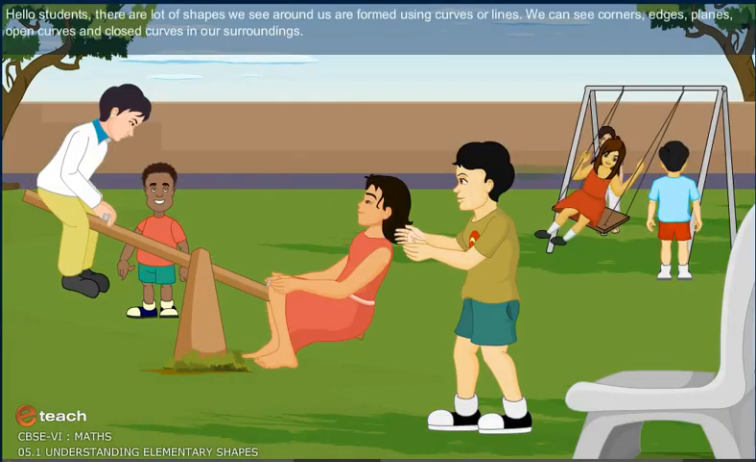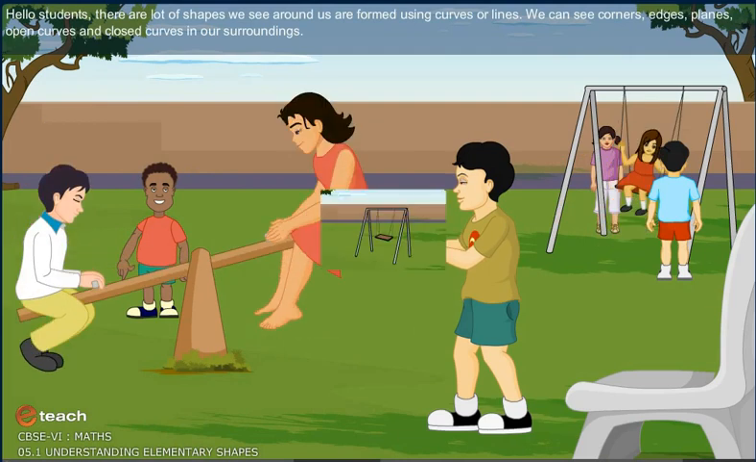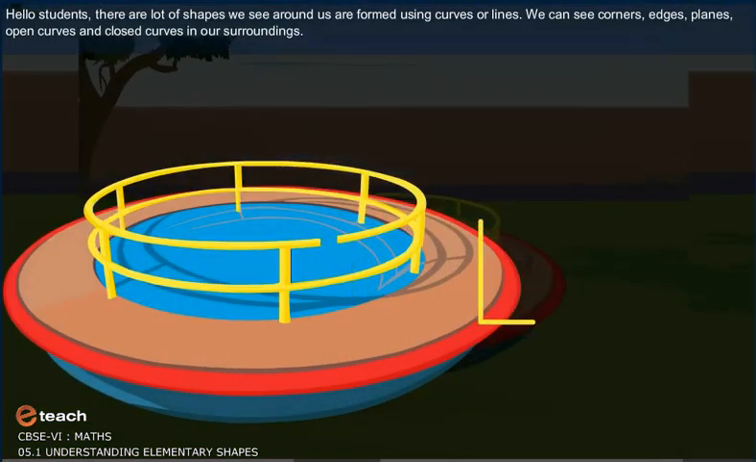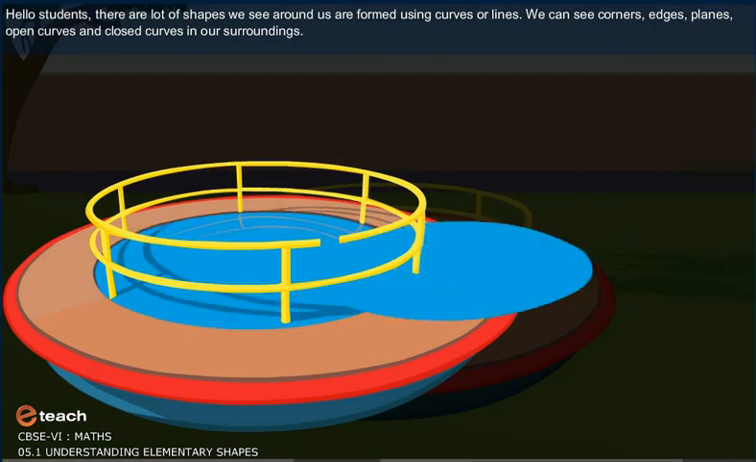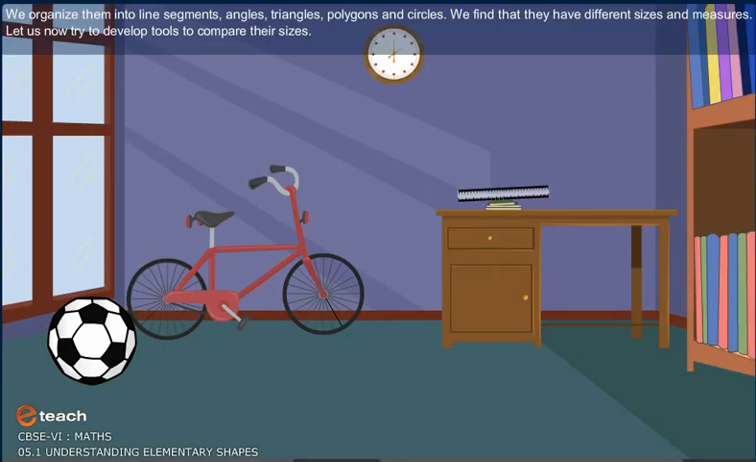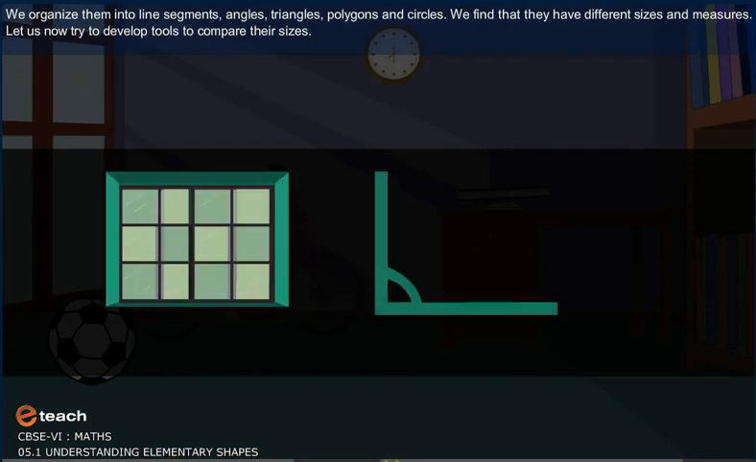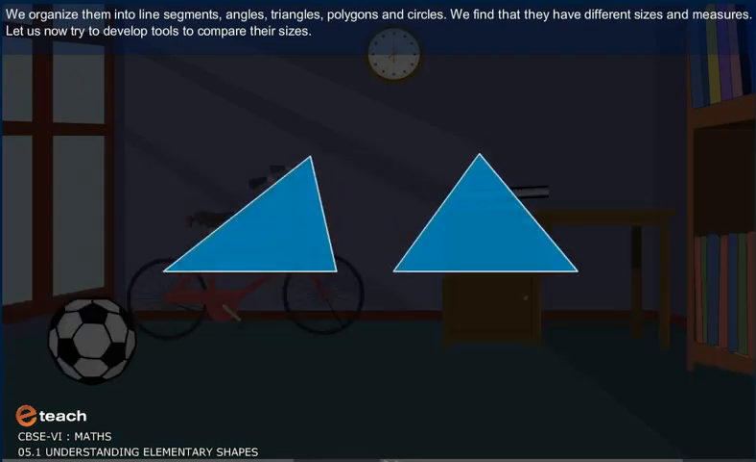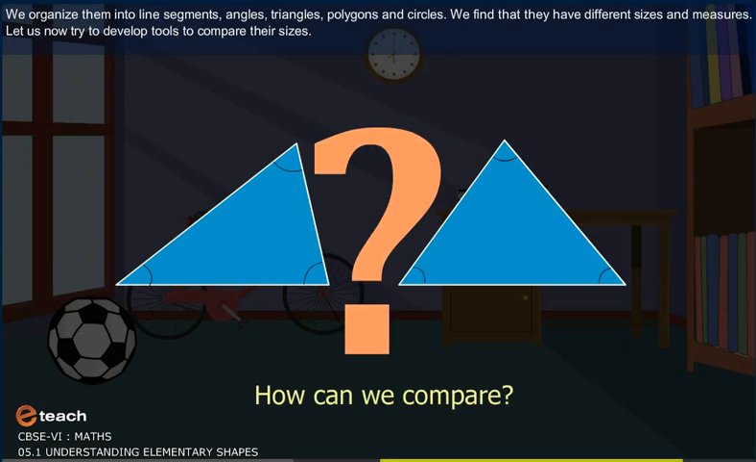Hello students. A lot of the shapes we see around us are formed using curves or lines. We can see corners, edges, planes, open curves and closed curves in our surroundings. We organize them into line segments, angles, triangles, polygons and circles. We find that they have different sizes and measures. Let us now try to develop tools to compare their sizes.